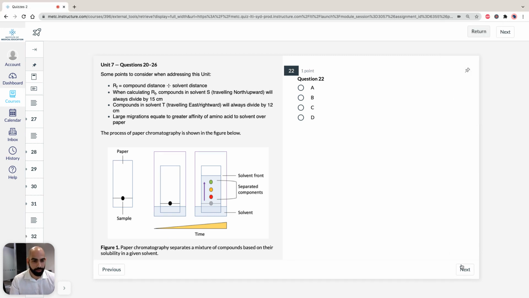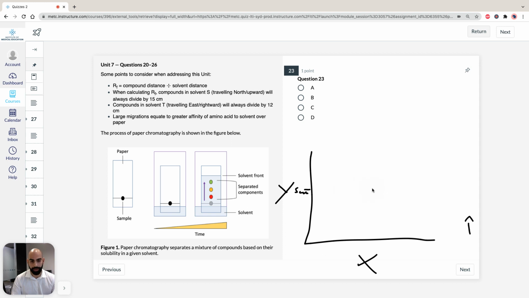So if you move to question 23, this is a nice one. It's asking you about amino acids where the RF value is the same for solvent X, but different for solvent Y. So if we just draw it quickly, solvent X and solvent Y, we're told that solvent X has to be the same. So they have to have the same migration north. That means they all have to have, let's say, 5 centimeters. So they all have to be here.